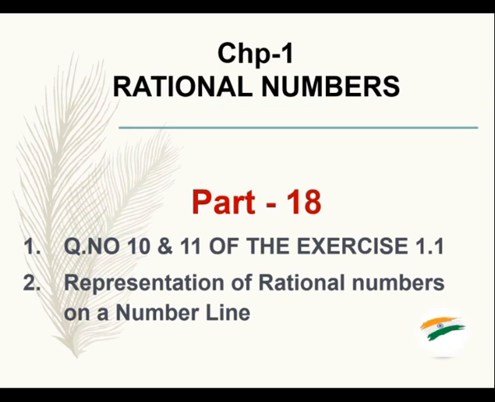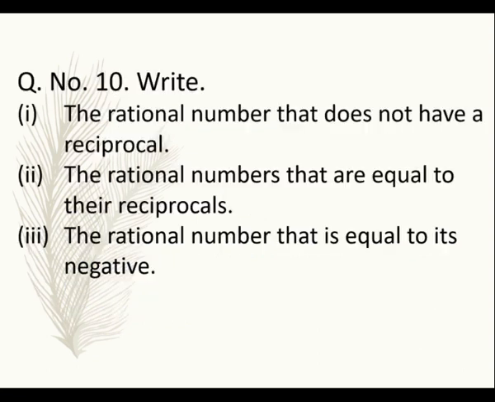question number 10, we are asked to write the rational number that does not have a reciprocal as sub question 1, sub question 2, the rational numbers that are equal to their reciprocals, and sub question 3, the rational number that is equal to its negative. So this question 10 has got 3 sub questions. We'll discuss one by one.